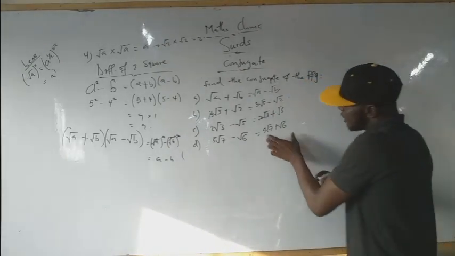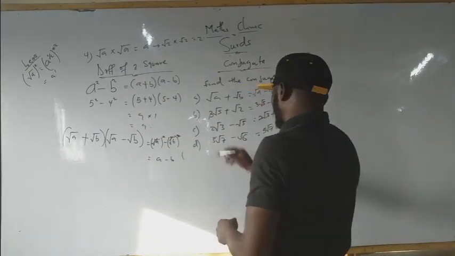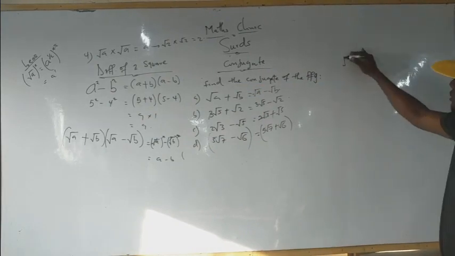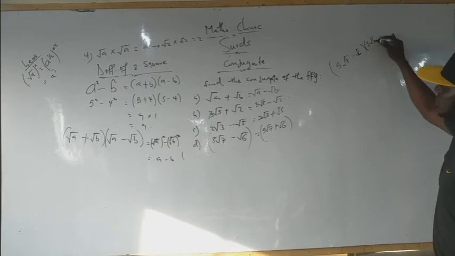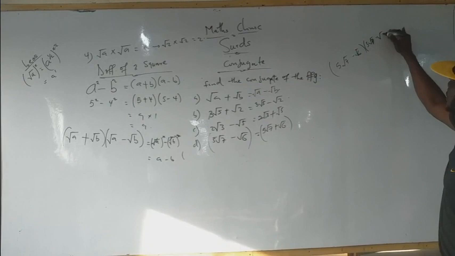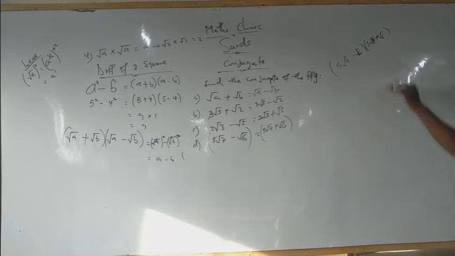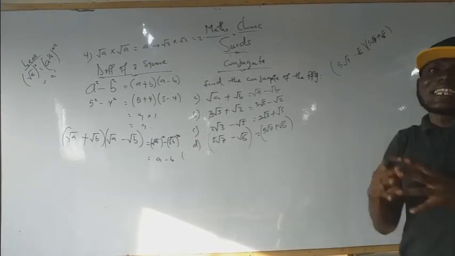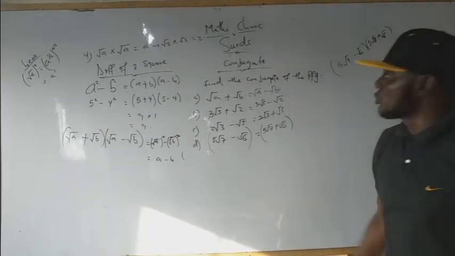So if you look at the product of these two now, it will lead to a difference of two squares. The product, that is 5 root 7 minus root 6, together with 5 root 7 plus root 6. Can you see that? So this is a difference of two squares, because if you look at what you have in the two brackets, they are the same. The only difference there is the sign.